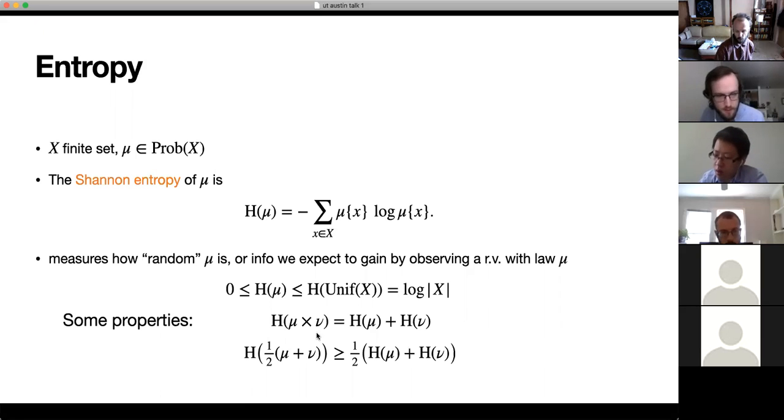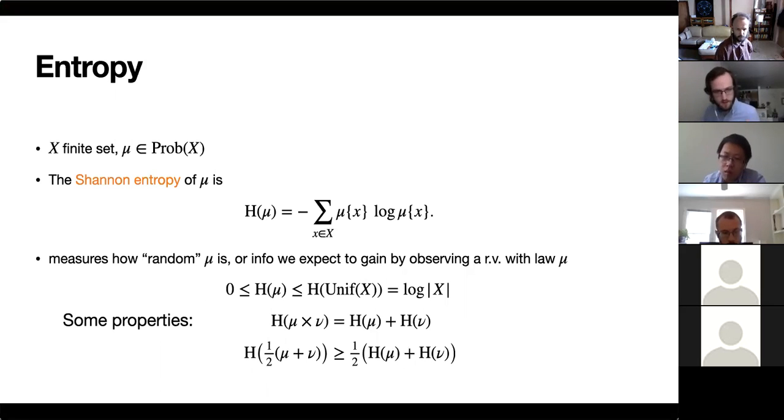The second thing is if you have two independent random variables, or a product measure, then the randomness is additive. The third thing is if you have a mixture of two random variables, then the entropy of that is at least the average of the two entropies. If you make a coin flip and if it lands heads, you draw from mu, and if it lands tails, you draw from nu, that's what is on the left-hand side there. The right-hand side is saying it's at least the average randomness. Unless mu is equal to nu, there's extra randomness, which you can interpret as coming from the randomness of the coin flip, which matters exactly when the distributions are different.